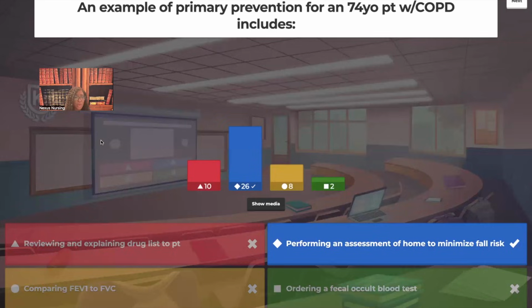FEV, I'm telling you, you better know, and I can't remember. Something expiratory volume. What does the F stand for? Forced, yes. Forced expiratory volume. And your FVC is forced vital capacity. You got to know the difference between those two. But anyway, if you're comparing those two, this patient has COPD, they already have it. We're comparing it to see, has it gotten better? It's gotten worse. We don't want it to get any worse, right? So that could not be considered a primary prevention because remember, primary, they don't have it yet. And then last, ordering a fecal occult blood test, that would be what? A secondary preventative measure. Make sure you guys know the difference.